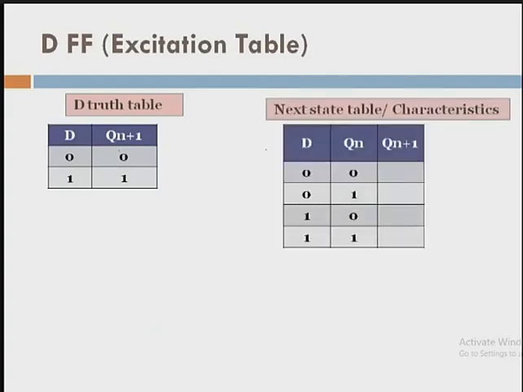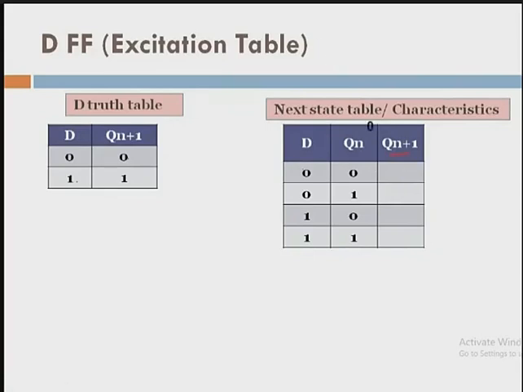Now for the characteristic table, you require the input of your flip-flop, the present state, and as output we are considering Qn plus 1. Here, if you observe, Qn plus 1 depends on your D input. If D is equal to 0, then it is 0. If D is equal to 1, then it is 1. So you can write it down as it is, the column of your D flip-flop.